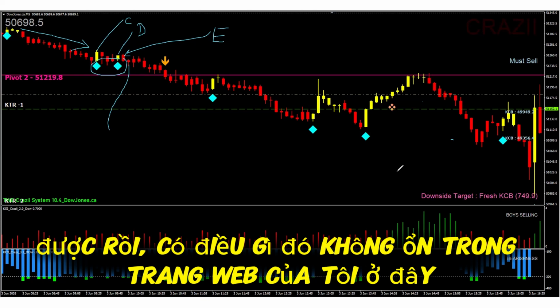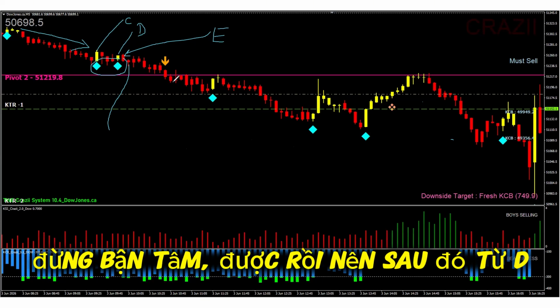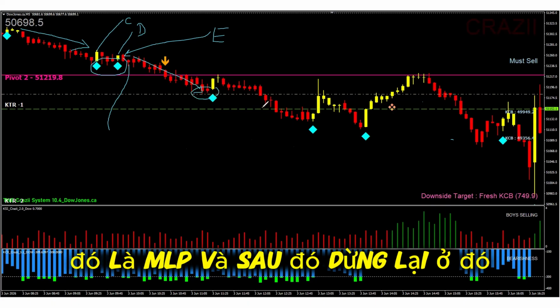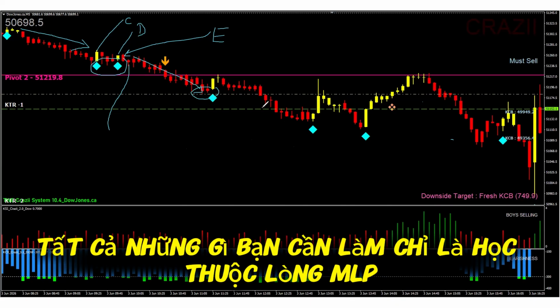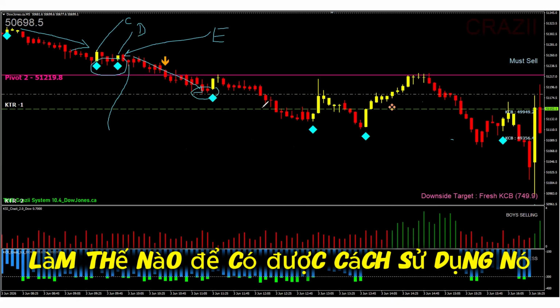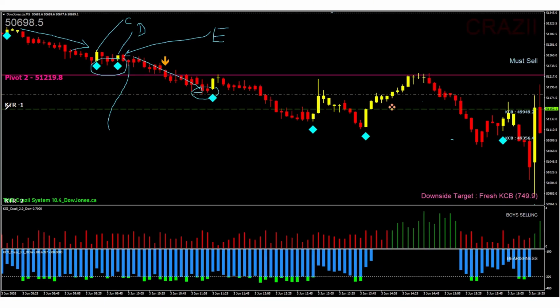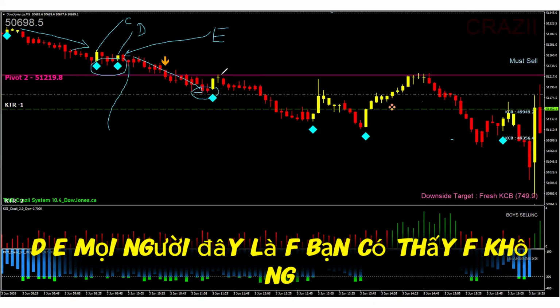Okay, there's something wrong on my side here. Couldn't get the split screen up. Never mind. After that, from D, it goes all the way down to the first technical point, which is MLP, and then stops there. So MLP has once again proven to be a very effective tool. All you need to do is learn the MLP by heart, how to use it, what the steps are and everything.